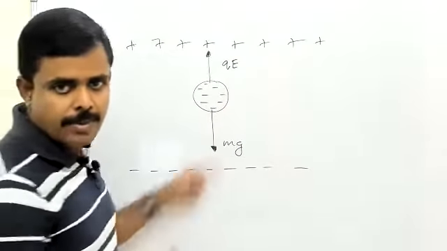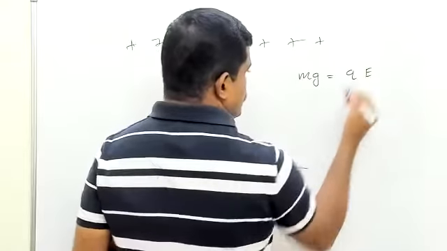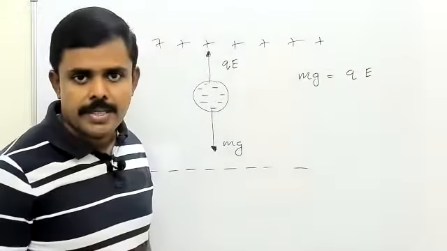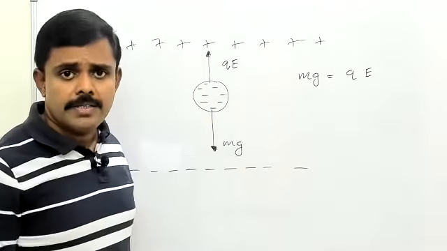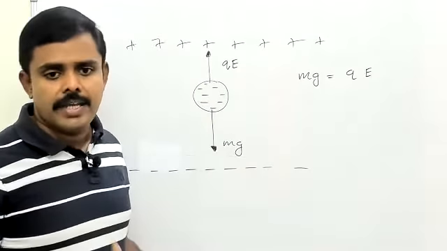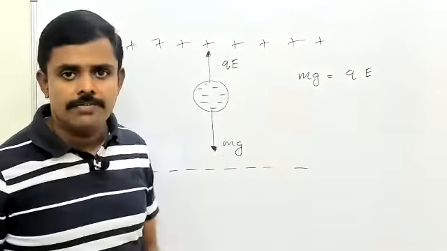So what is the condition for balance? They are balancing with each other. mg is equal to QE. QE. That is the condition for balance. Think of it this way. Why is it falling down in the first place? Because of gravity. So gravity has to be nullified. Gravity has to be balanced. That is done by electrostatic force.